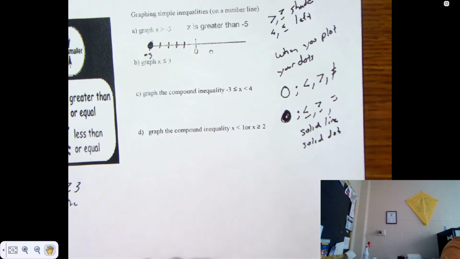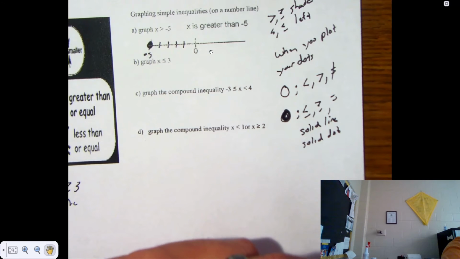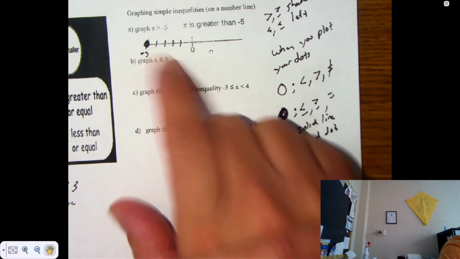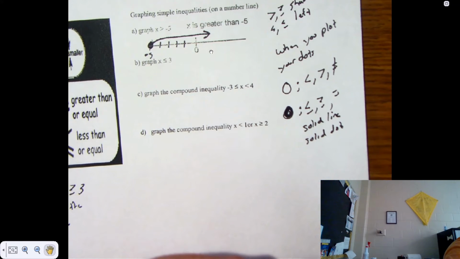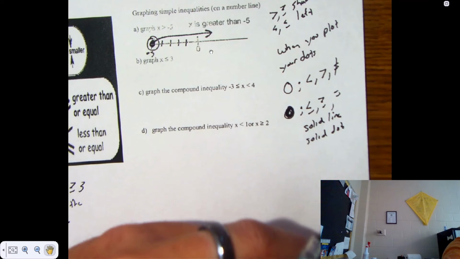Now, this one was given so that x was on the left. It is a greater than symbol. How are you going to shade? Right. And right makes sense. Is -4 greater than -5? Is 0 greater than -5? Yes. You shade the direction that makes sense. Anybody got any questions on A? Did I go back and fill it in? I did. There we go. Easy fix.